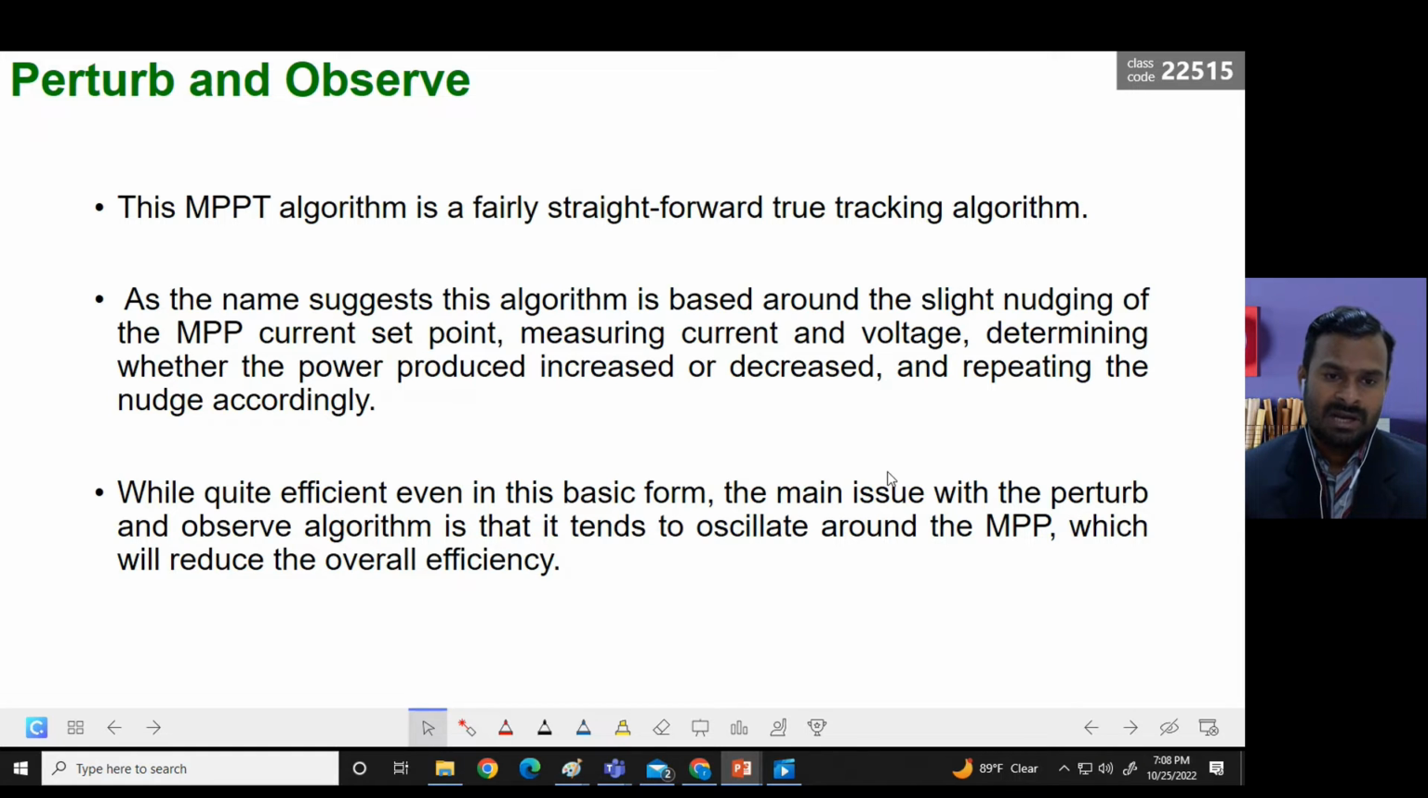This process is a continuous process because the lighting conditions may change or the temperature conditions may change. Because of that, this MPP point will also keep changing. So we have to keep checking this maximum power point for the full time period. There is no fixed MPP point for given ambient conditions, so it has to continuously do this process. So this is how the perturb and observe method works.